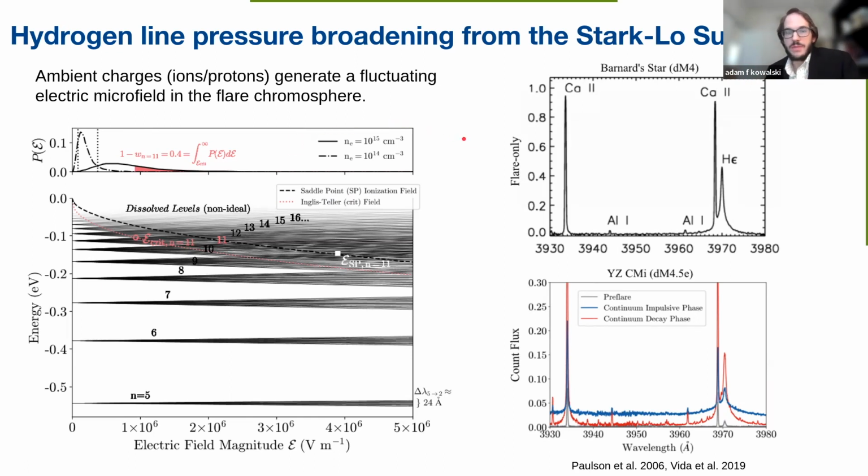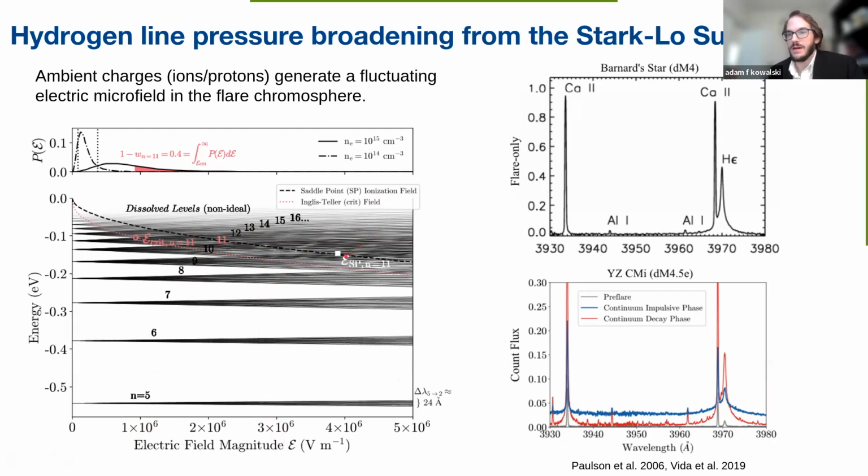They perturb hydrogen atoms and break the degeneracy in L in each principal quantum number, illustrated on the left. As the electric field magnitude increases, the splitting of the hydrogen line increases, and you have much larger splitting for the high order transitions. For example, 14 to 2 would be broadened much more than 5 to 2 for a given field strength. So how do we know this is even important in solar and stellar flares?